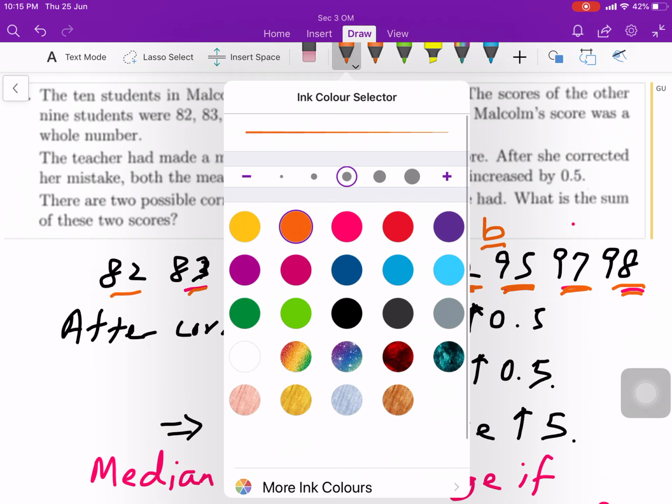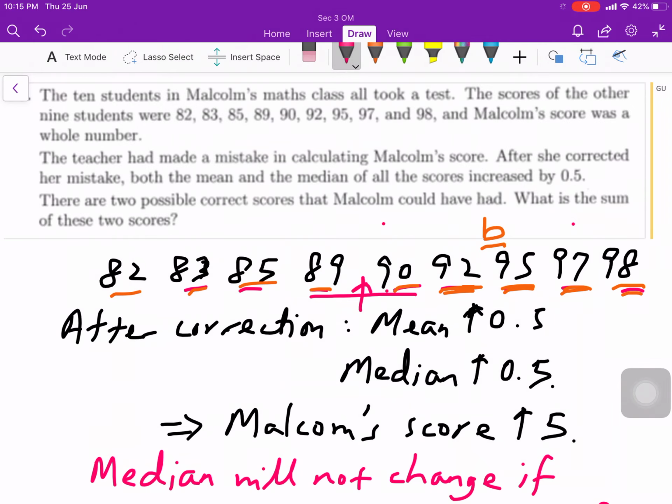On the right-hand side you have 1, 2, 3, 4, 5. Therefore, where is the median? The median is between these two, because on the right-hand side you have 5 scores: 92, B, 95, 97, 98. Therefore, the median is actually 91. The median is 91.